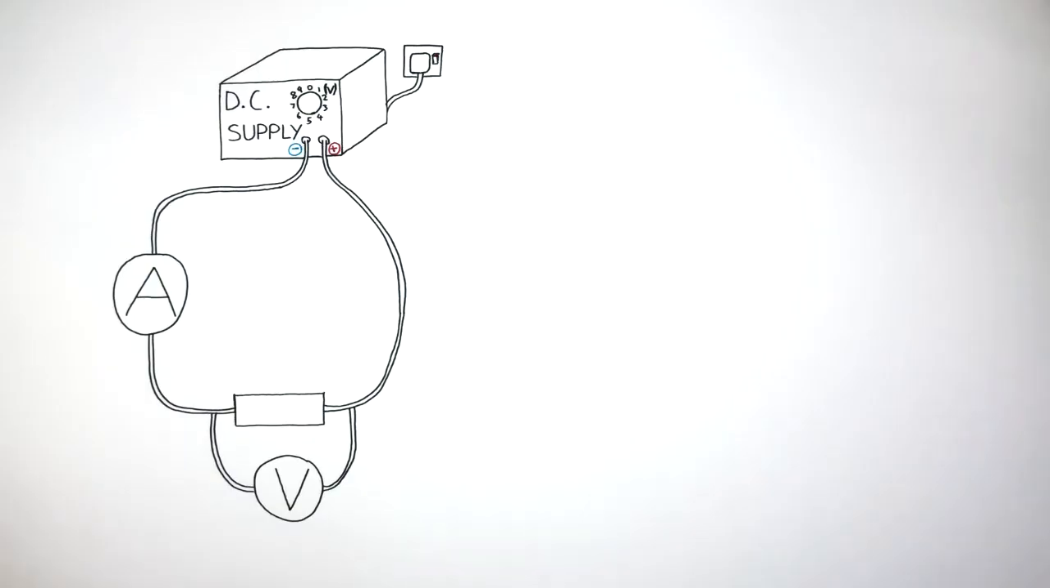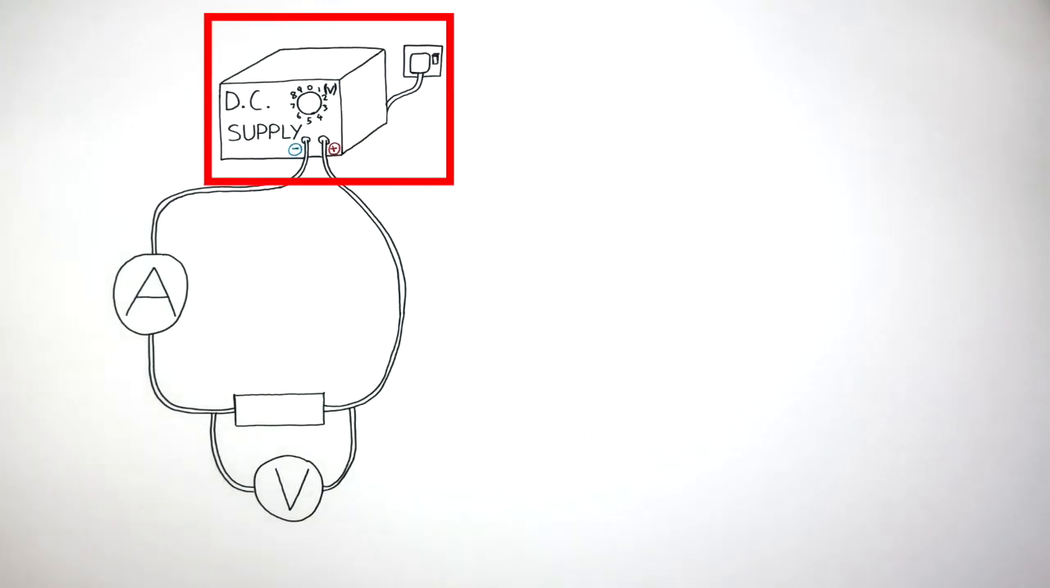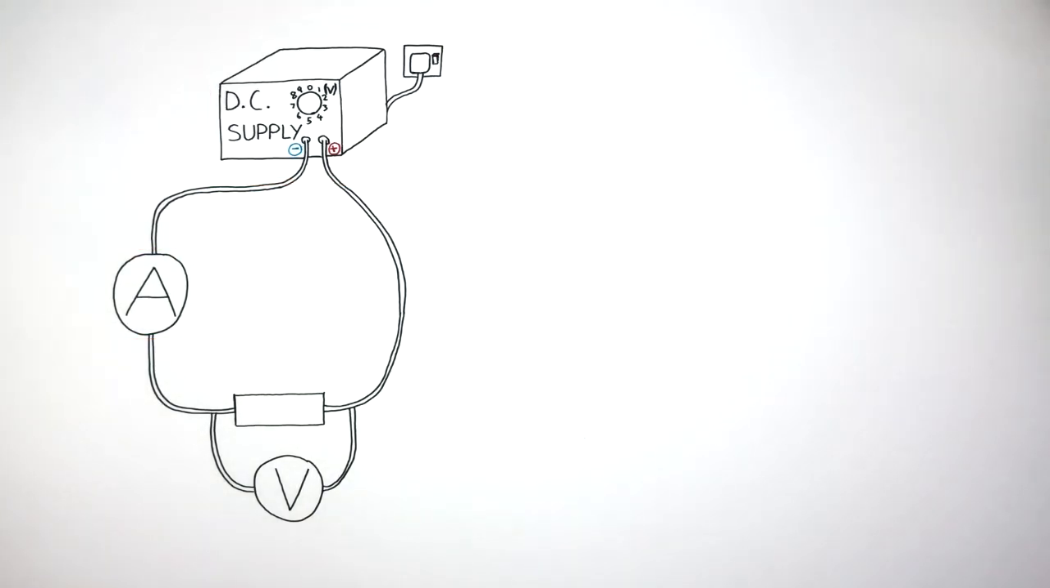We're going to use this circuit to investigate how the current in a wire depends on the potential difference across that wire. This is a series circuit containing a DC power supply, an ammeter, a resistor, and a voltmeter connected in parallel across the resistor.